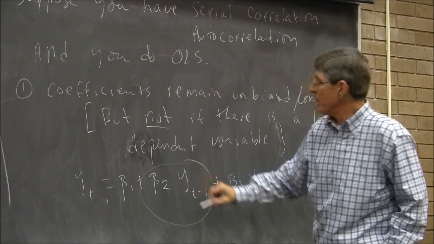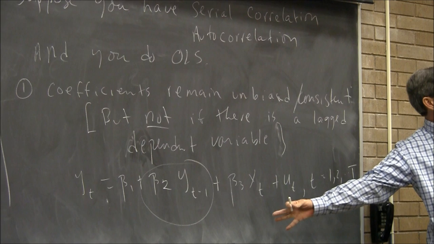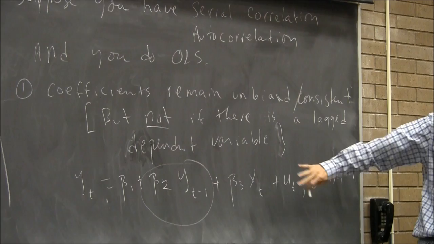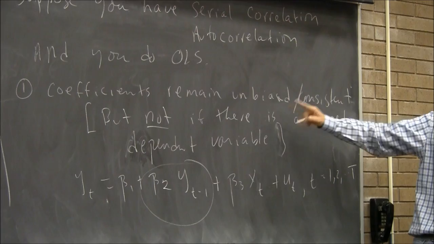If the yt appears on the right-hand side lagged, you no longer have unbiased, consistent estimators. They're still consistent. They won't be unbiased. Well, it depends. This is a problem, and we'll explain this problem later. But as long as that's not there, you're still unbiased and consistent.